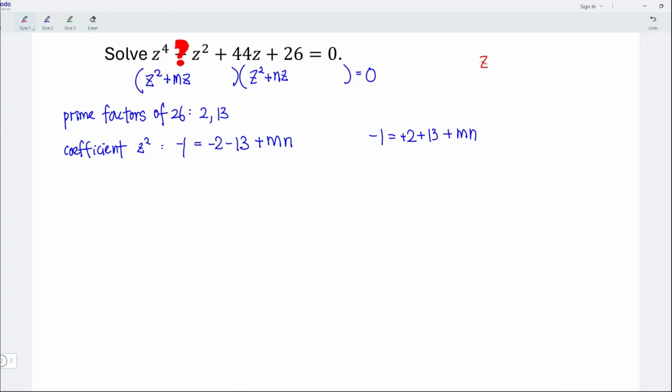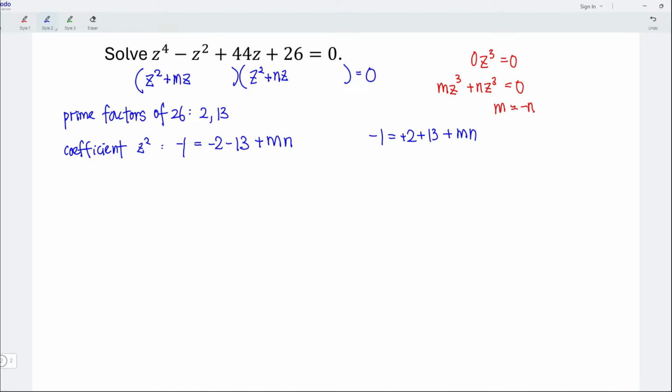Since z cubed is missing from the original equation, which means that the coefficient is equal to 0. Therefore, this implies that if we take mz multiply z squared, that is z cubed, plus nz multiply z squared, again z cubed, we should obtain 0. Therefore, m should equal to negative n.